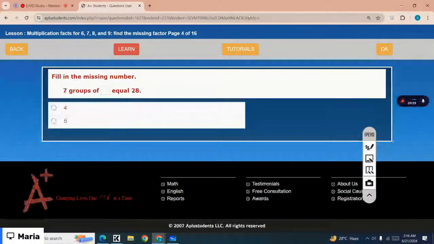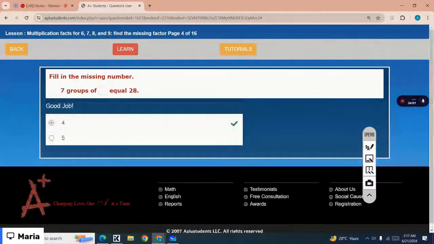Okay. Fill in the missing number. 7 groups of dash equals 28. Which is the correct option? 7 times 4 is 28. The correct option is 4. Option number 1 is the correct option.